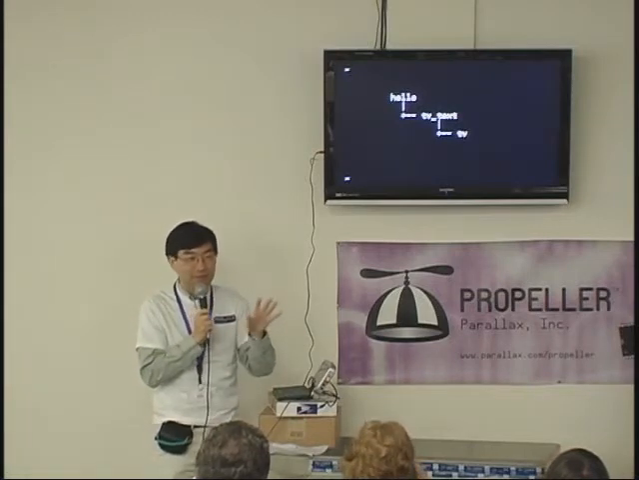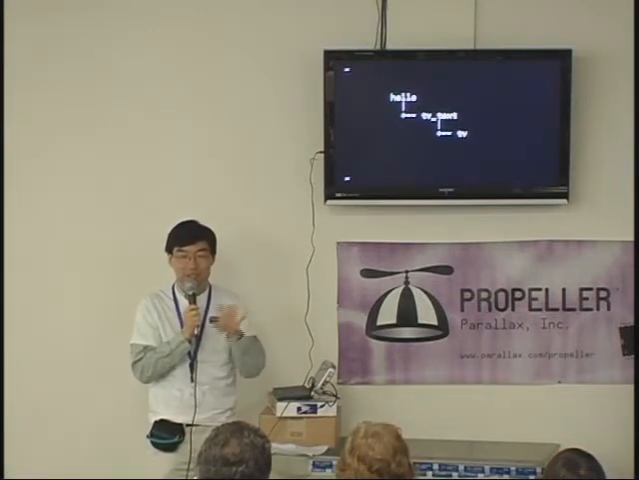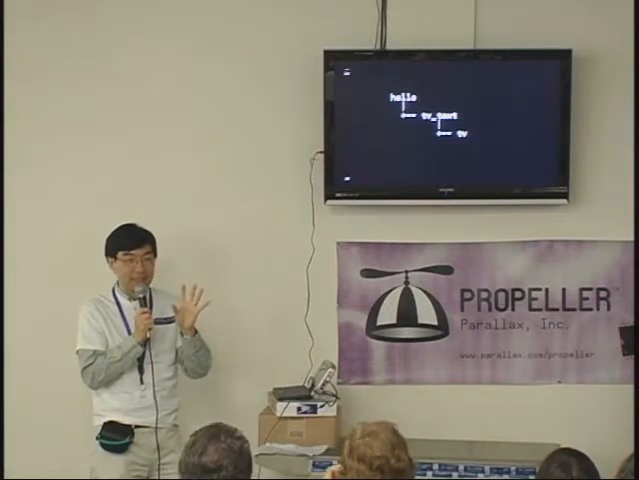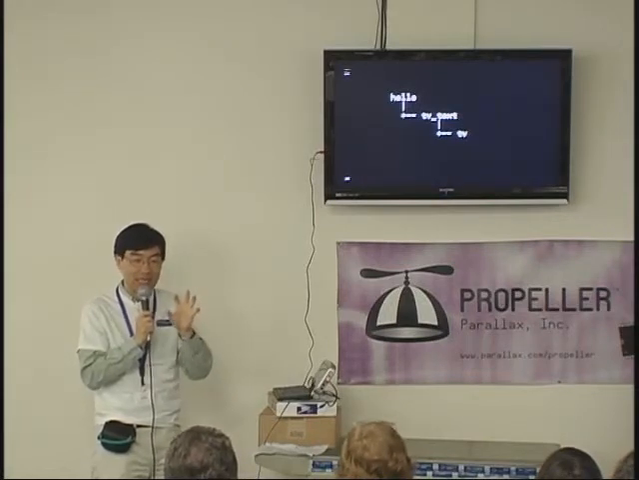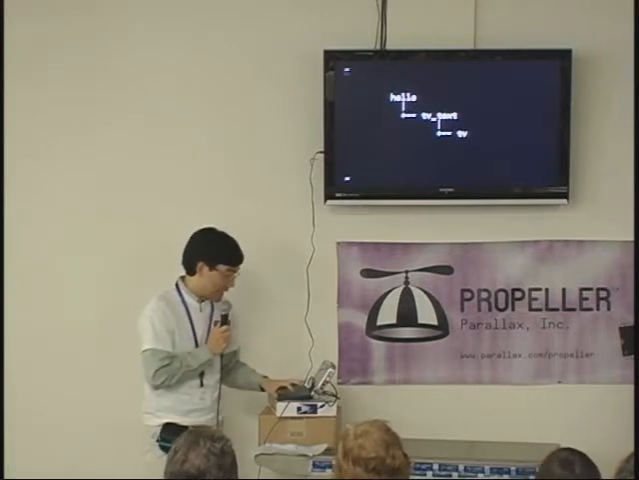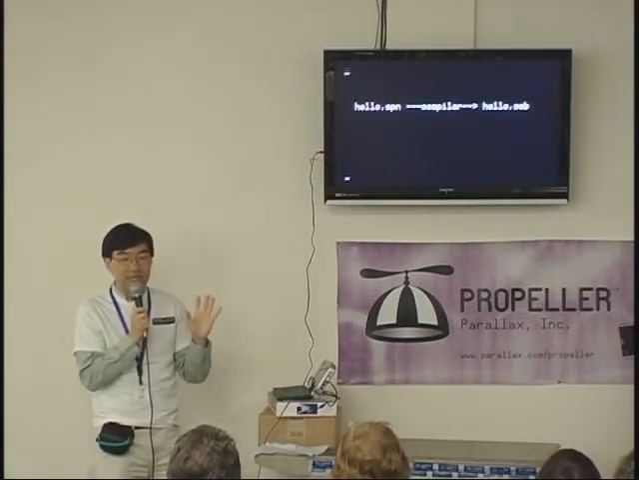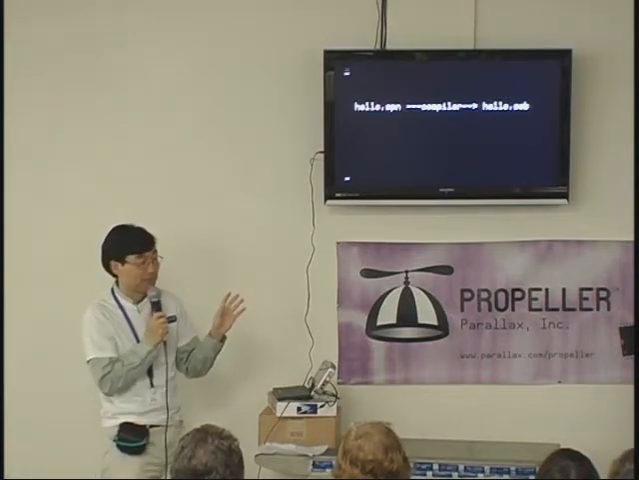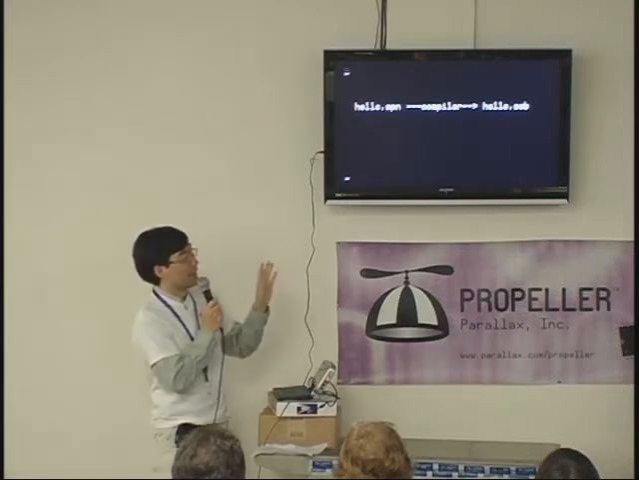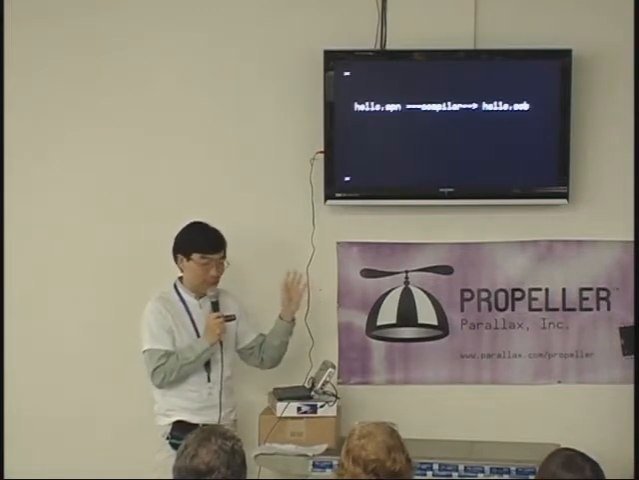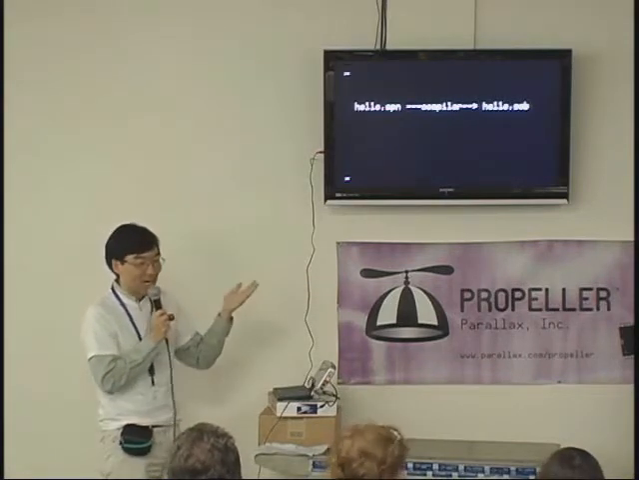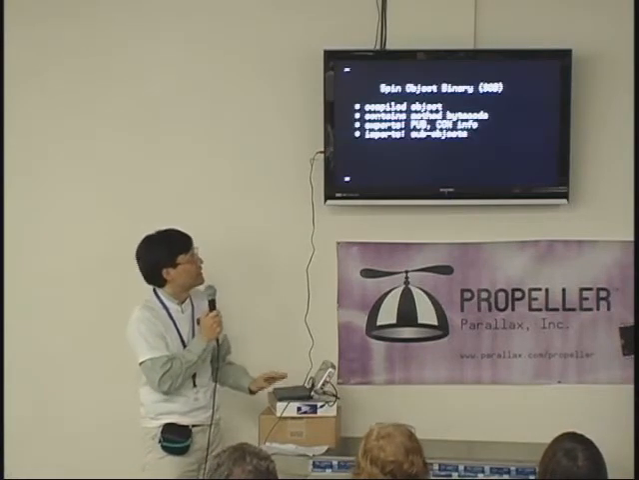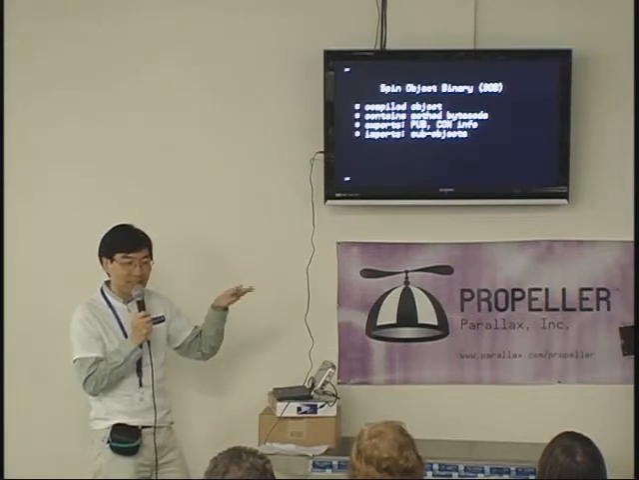So I've gone back to a more traditional compile and link model, and now I'll be making a distinction between the compiler and the linker. The compiler translates one Spin file into one object file. The object file I'm calling SOB, Spin object binary. A SOB file contains the actual executable bytecode for the methods in the object.